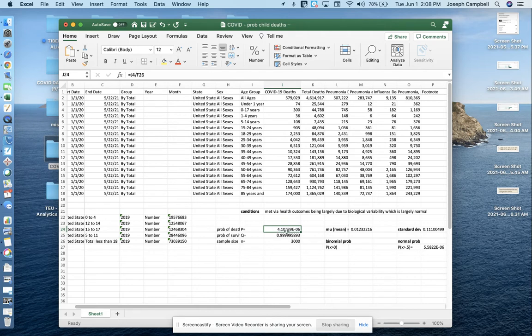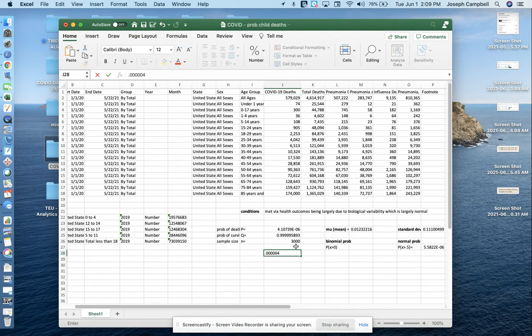So the probability of death for someone under the age of 18 in the United States is 4.1 times 10 to the negative 6. Just so you know what that looks like, that's 4 preceded by 5 zeros. 1, 2, 3, 4, 5. So that's a pretty small probability. Q is the complement. That's the probability of survival.